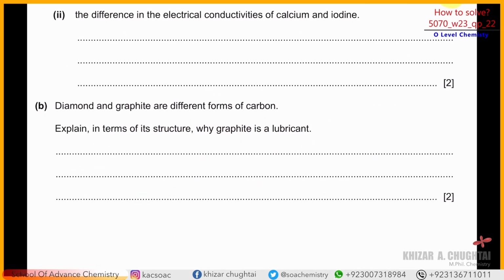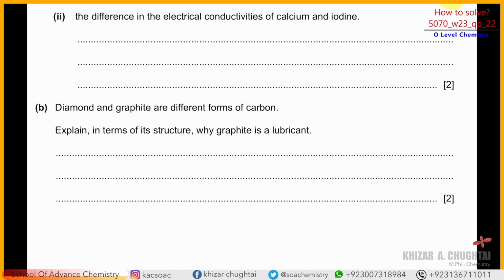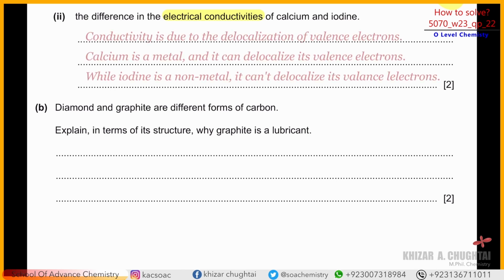The next portion is the difference in the electrical conductivity of calcium and iodine. So number 1, I'm going to write my points in a specific way to accommodate all these points in the given space in this question. Calcium has mobile electrons which can move freely, or calcium can delocalize its valence electrons, but iodine cannot delocalize its valence electrons. Calcium can delocalize its valence electrons as it's a metal, but iodine is a non-metal and it cannot delocalize its valence electrons.